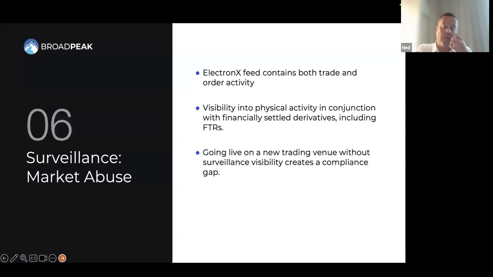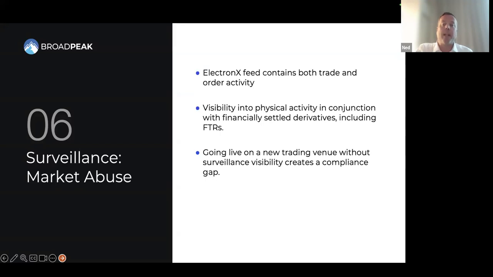Any kind of market manipulation, wash trading, or spoofing is in effect in the same way it would be for any other exchange. So this is CFTC regulated. So we do recommend having a surveillance capability from day one on this to ensure compliance.